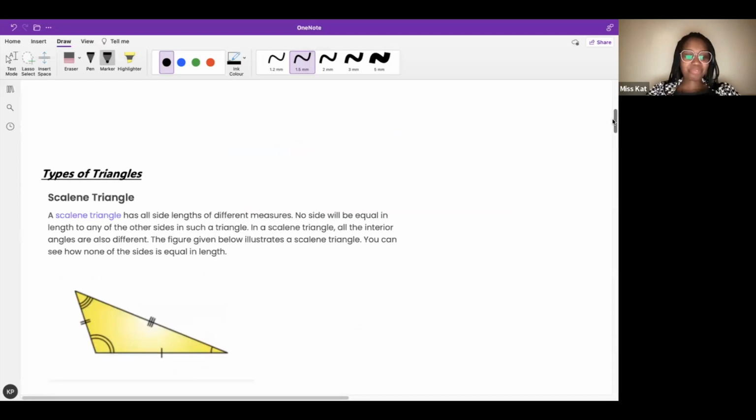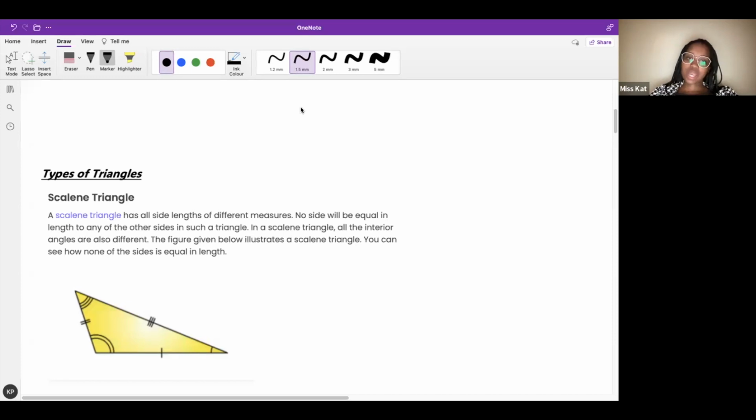Okay. Wonderful. Now let's look at the properties of the triangles that you guys obviously know so much. Scalene is the first one. So what we're going to do is classify them first according to the length of the sides of the triangle, and then, of course, according to the angles of the triangle.